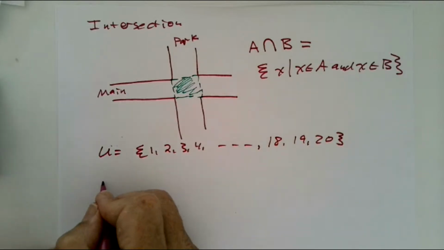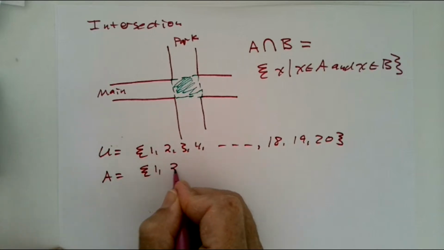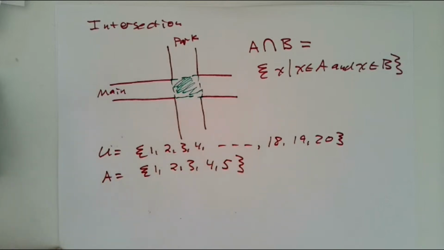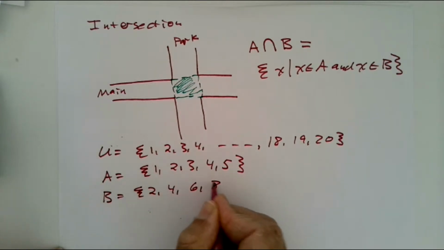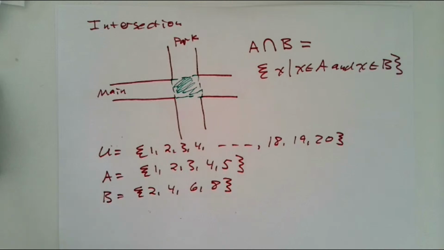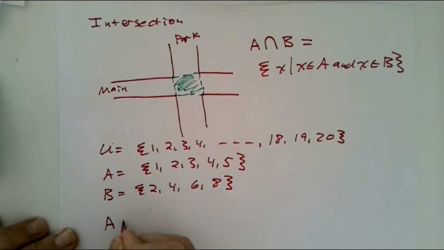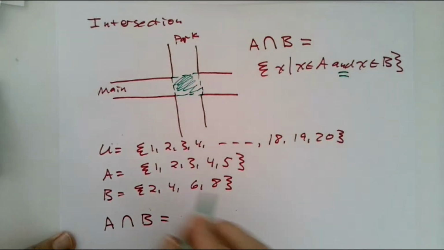The set A is going to be 1, 2, 3, 4, 5, and the set B is going to be 2, 4, 6, 8. We are interested in the intersection of those two sets. What is A intersect B? What is common to both of those? You have to be both in A and in B. That's how we're defining this.